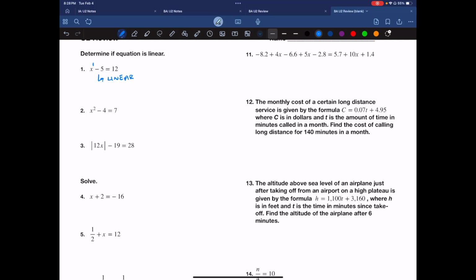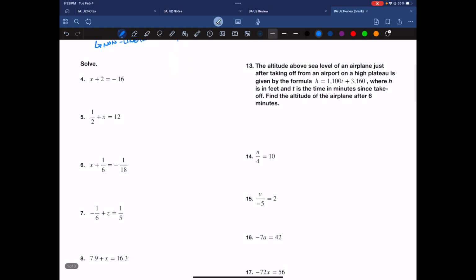The second one, the highest exponent is x squared, so it's non-linear. Same thing here on three. You don't see an exponent, but absolute value, if you know anything about the graph, it looks like this. It's a V. So that is not linear at all. Non-linear.